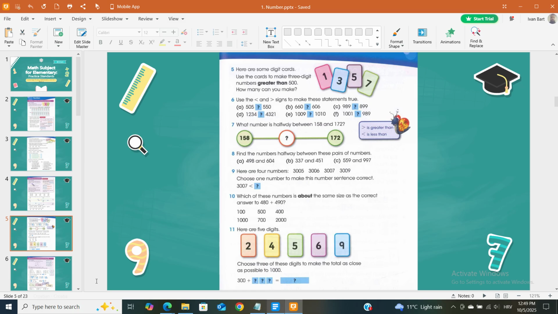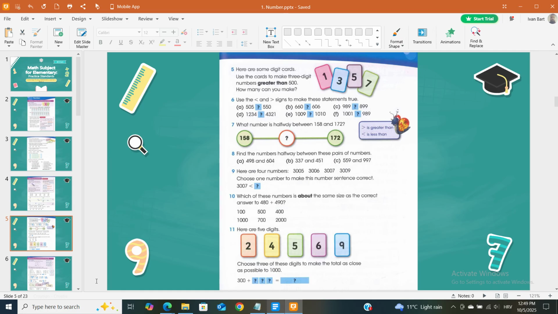8. Find the numbers halfway between these pairs of numbers. (A) 498 and 604. (B) 337 and 451. (C) 559 and 997.